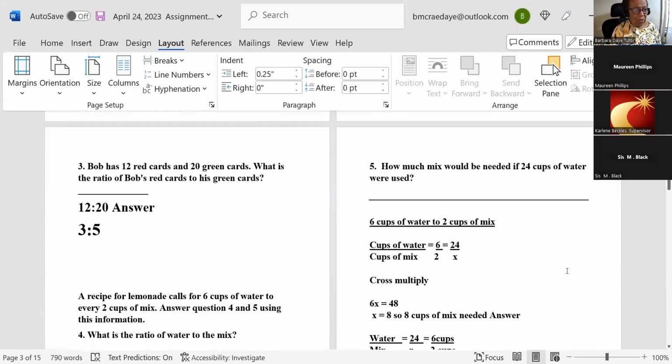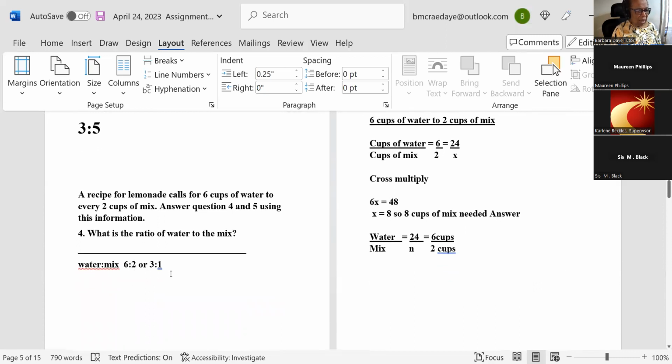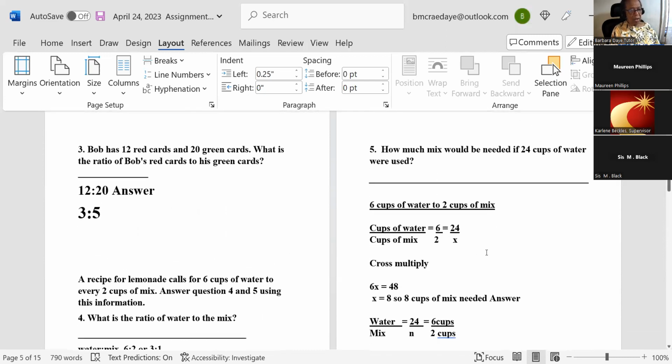I think you had number three right, the 12 to 20, the red to the green, yes. And then the four, the water to the mix, I think you may have had that one right: 6 to 2, or 3 to 1, either answer. But the one with the propulsion, I don't think you had that one right, because I think you left it with a question mark. So there you just set up a proportion: 6 cups of water to 2 cups of mix, 24 cups of water to what cups of mix, and cross multiply. Got it? Okay.